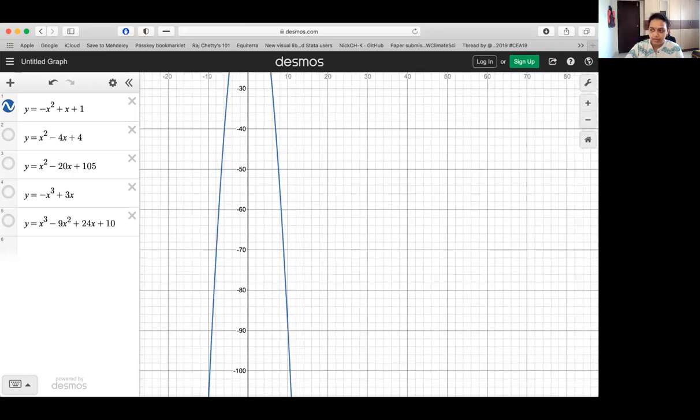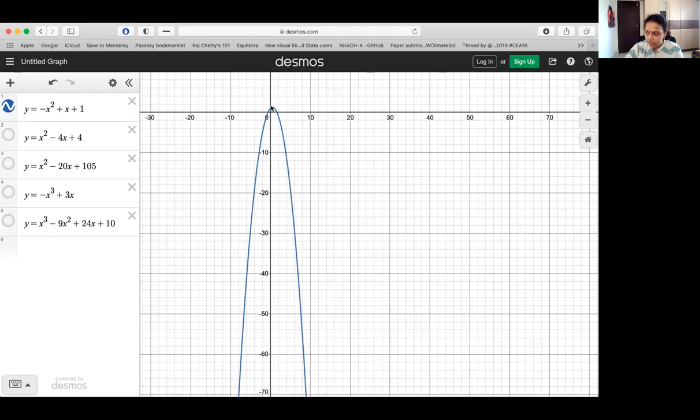Remember, our critical points are half comma 5 by 4. Let me scroll up here. There it is. So that's the maximum point, and you see it right there: 0.5 comma 1.25. And that's just half comma 5 by 4. And that is the particular maximum value for this function.